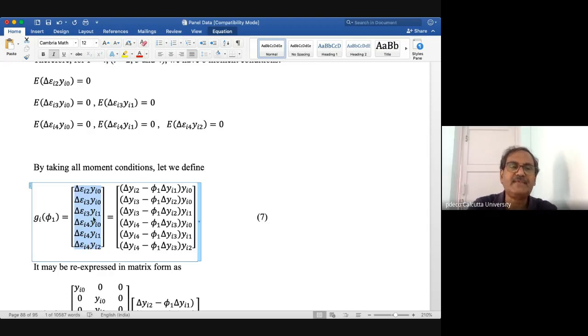Now substitute here the values for epsilon i2, epsilon i3, etc. So you have got this vector. So how do we get this vector? By taking all moment conditions together. And here you have a parameter phi1. That's why we have written gi of phi1. So this vector is a function of phi1. You have information on y. On the basis of this information, you have to find out the value of phi1.